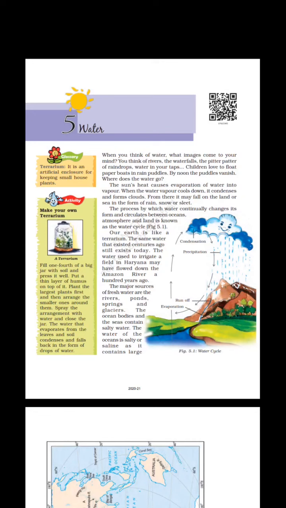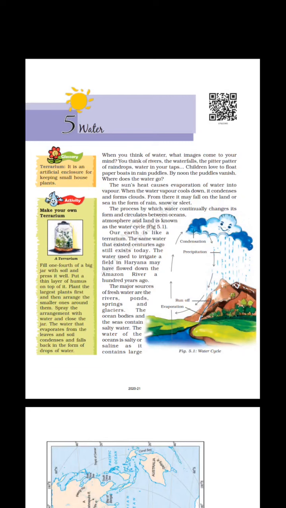Social Science, Our Environment, textbook in Geography for Class 7, 5th chapter, Water, audiobook. Take a look at figure 5.1, Water Cycle. Evaporation, runoff, precipitation, condensation.